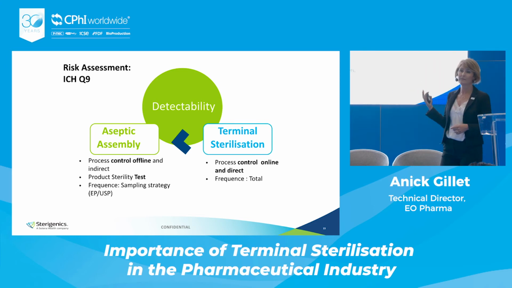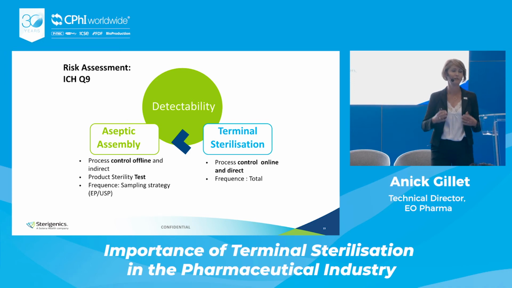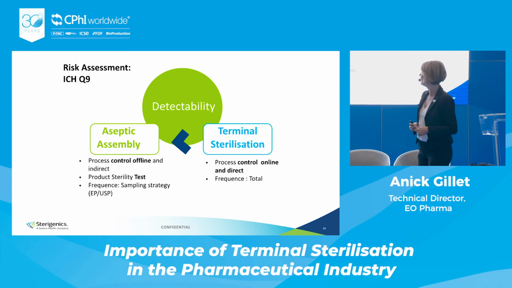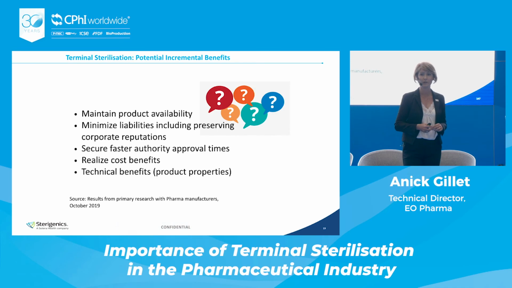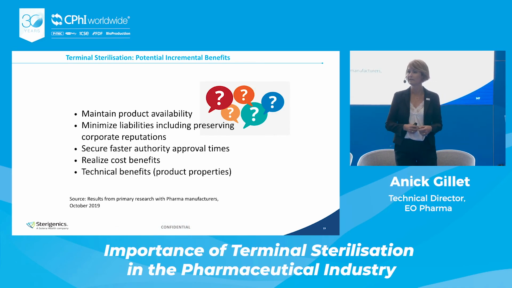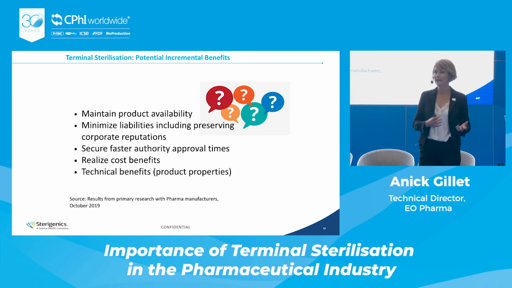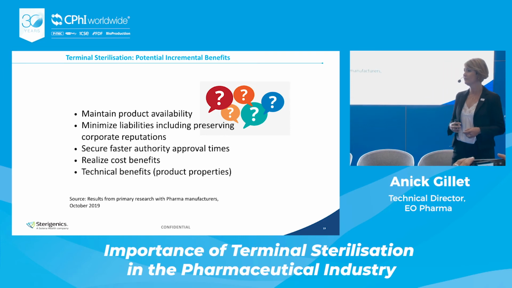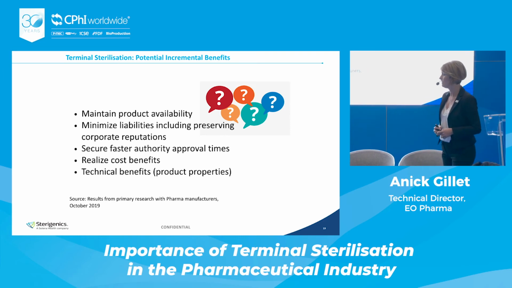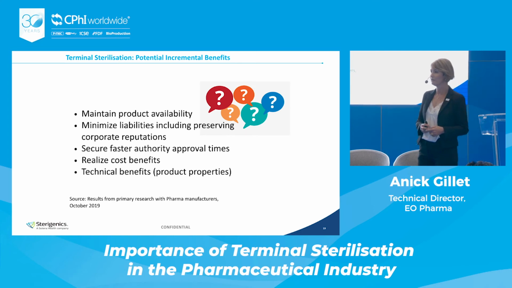So it maintains product availability because you have less risk of recalls. It minimizes liabilities and also preserves corporate reputation. Of course, if you have less risk of recall, you have less risk of problems on the market. Also, when you go to the authority with a dossier for the registration of a new medicine, if you can tell the authority that it will be terminally sterilized, that's quicker. Your dossier will be approved more quickly, which is also very nice to have.